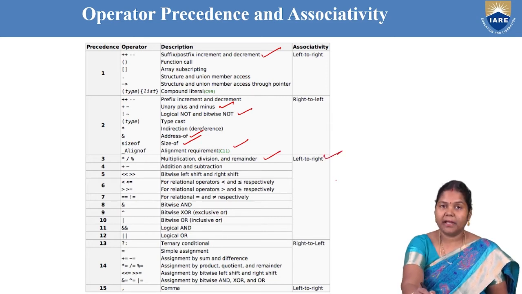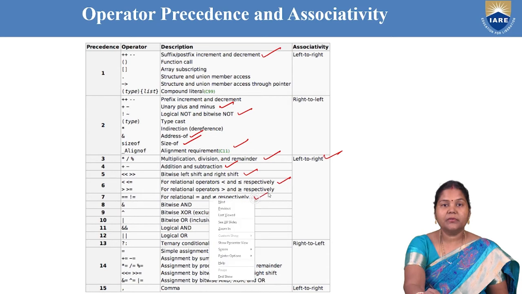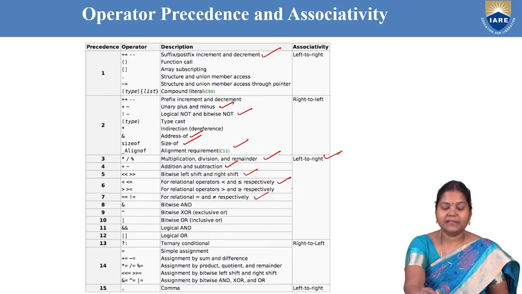Similarly, binary plus and minus are the arithmetic operators with the fourth highest priority. Then the bitwise left shift and right shift have fifth priority. Then less than, less than or equal to, greater than, and greater than or equal to have sixth priority. Then the comparison operators equal to and not equal to have seventh priority. Then bitwise AND is eighth priority, the ninth priority is bitwise exclusive OR, and the tenth priority is bitwise OR.